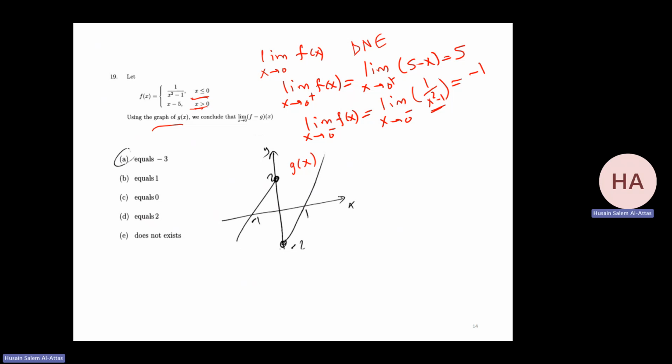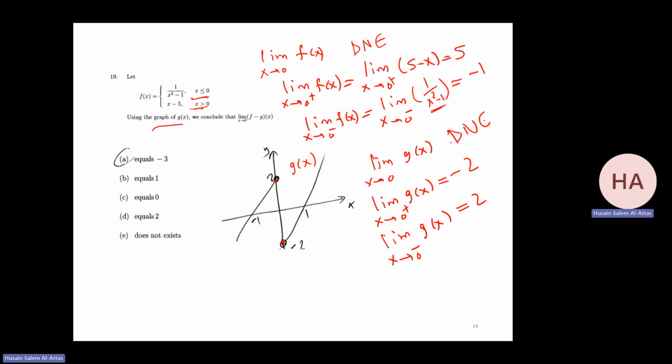Okay. Now let me go to g of x. I need to do the same. Let x go to 0 for g of x. I don't know what will happen, so let me check left and right. Let me check the right for 0. 0 from the right, it will be there, so that will be minus 2. From the right means more than 0, so it will be somewhere here. Okay. Limit x goes to 0 from left for g of x. So it will be somewhere here, so that will be 2. So left not equal to right, so that does not exist.